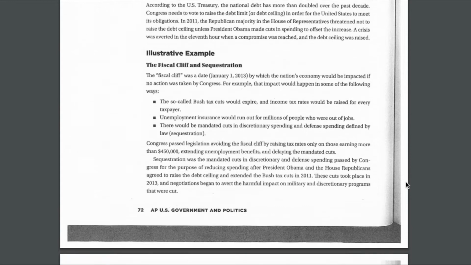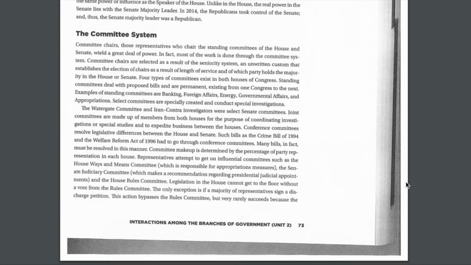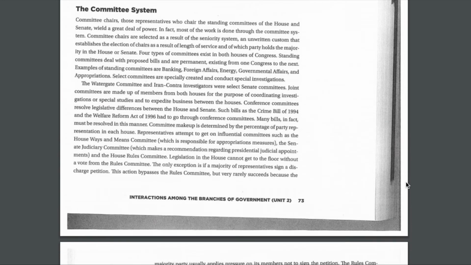Then looking at the committee system. Bills always start in committees. That first committee would be a standing committee. The work is done there. A lot of times the bills then die there in committee. These standing committees are permanent, okay, and they're in both houses. There are also joint committees made up of members of both houses, maybe for a specific purpose. They're not permanent. Maybe it's an investigation or a special study.